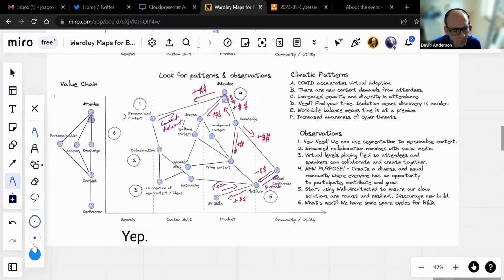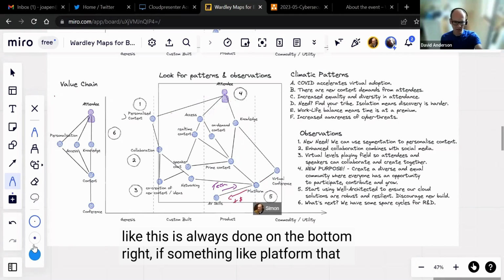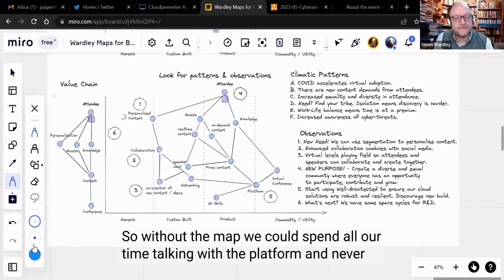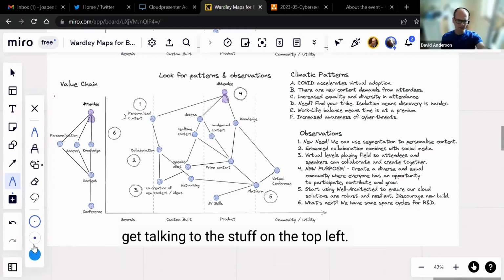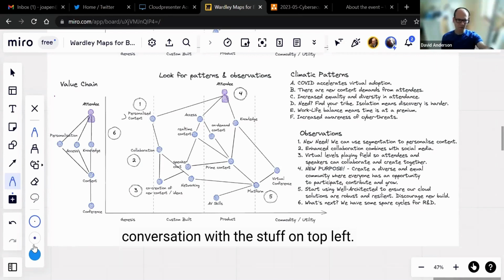Yes, for sure. One quick point is that when you do a type of map like this, down in the bottom right you always have something like platform. That seems quite invisible, but it actually enables a lot of the things on the top left. Without the map, we could spend all our time talking about the platform and never get to talking about the stuff in the top left. Doing the map almost squares that away, so we can have the important conversation about the stuff in the top left.